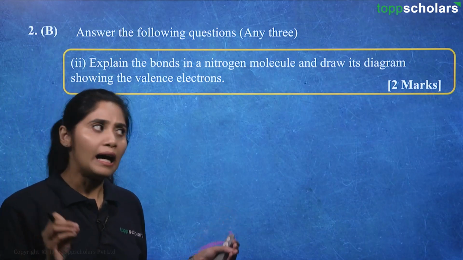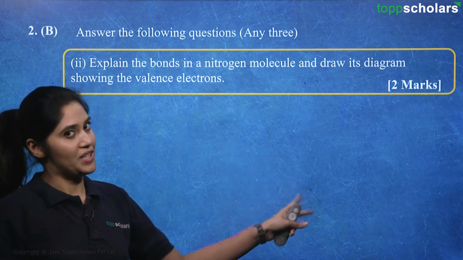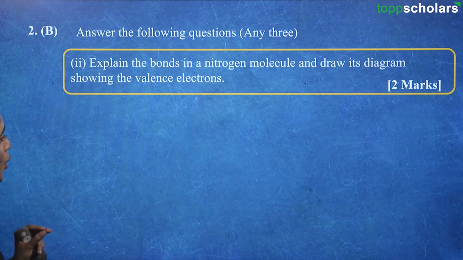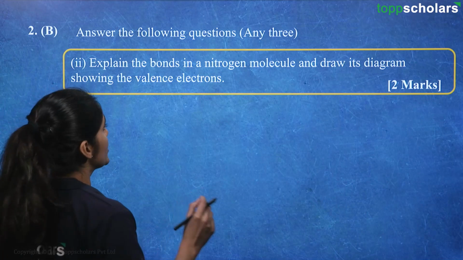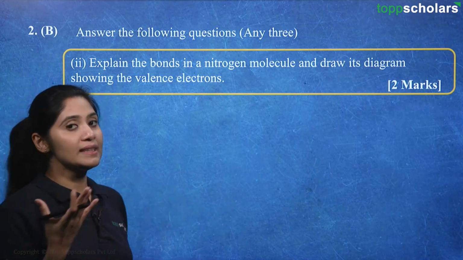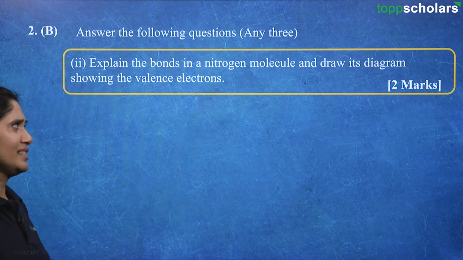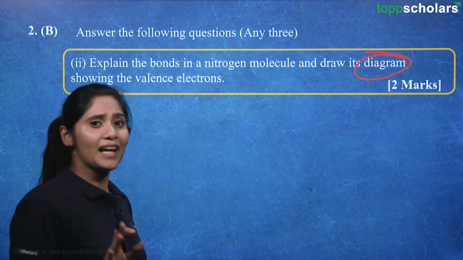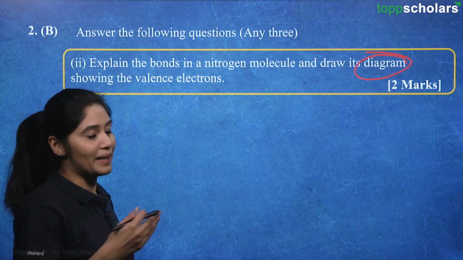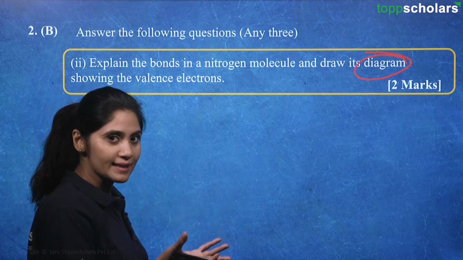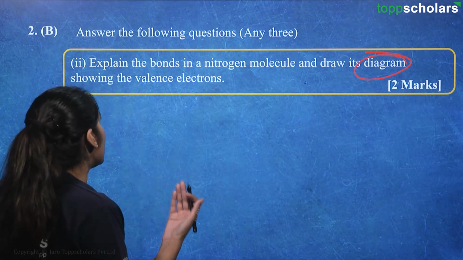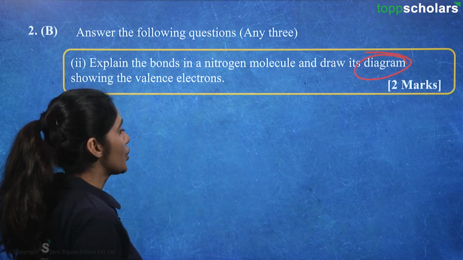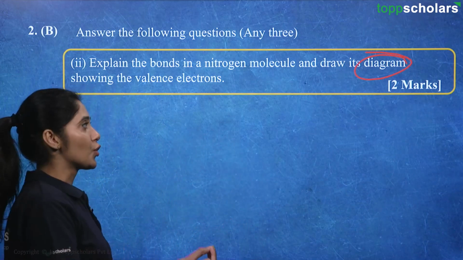This is again a 2-mark question, and it goes like this. Explain the bonds in a nitrogen molecule and draw its diagram showing the valence electrons. So, we have to draw a diagram. I hope you are at least better than me in drawing skills. So, let's see if we can explain the bonds in the nitrogen molecule, and we'll try to draw a diagram also.